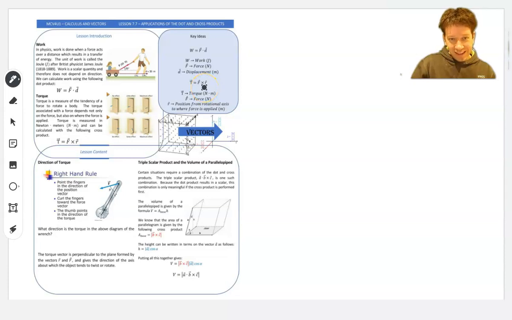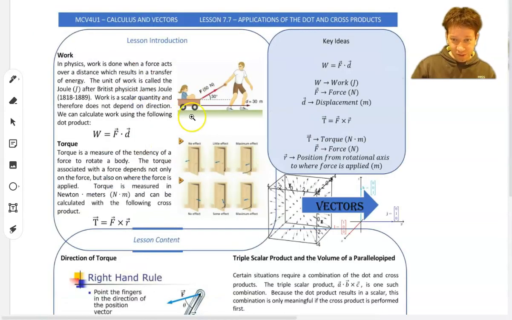All right, so our last lesson in this chapter is going to look at applications of the dot and cross product. And those applications are going to be in physics because we use vectors a lot in physics. First, work. Now, work in physics doesn't mean the same thing it means in English, right? What it is is the amount of energy that is added or removed from a system.